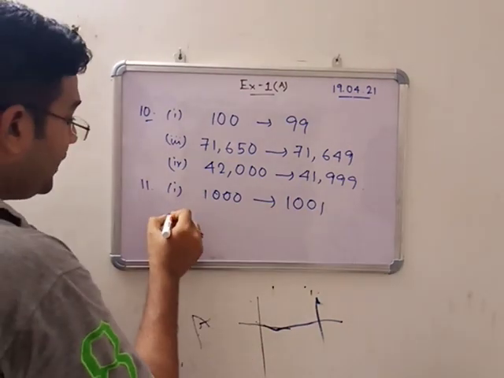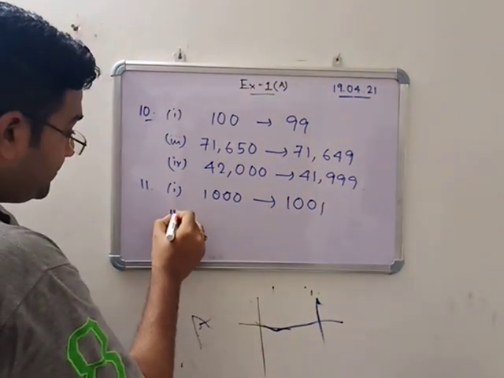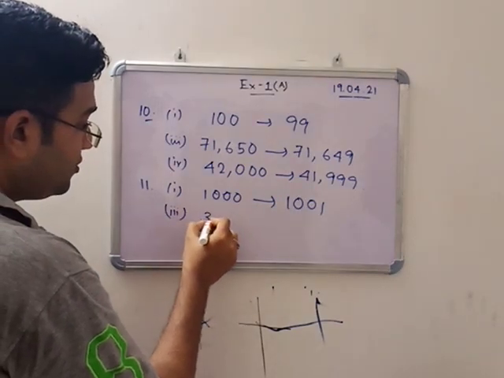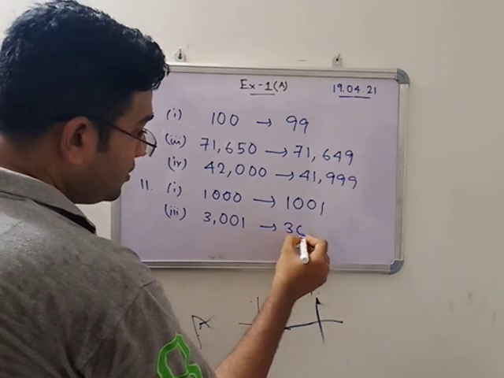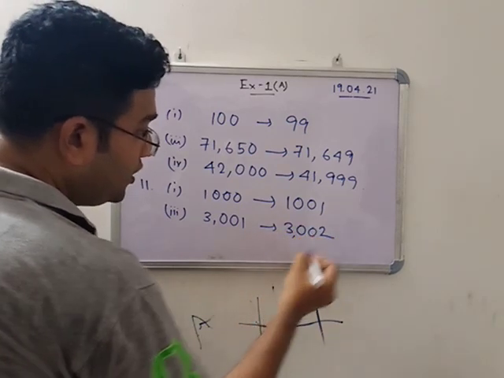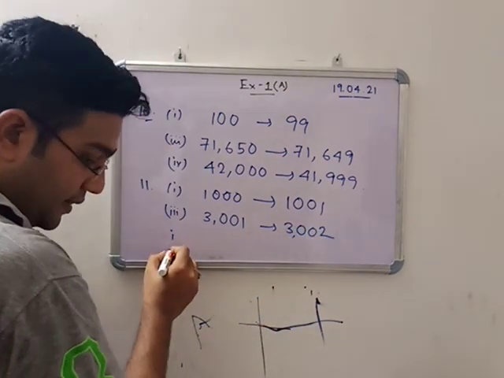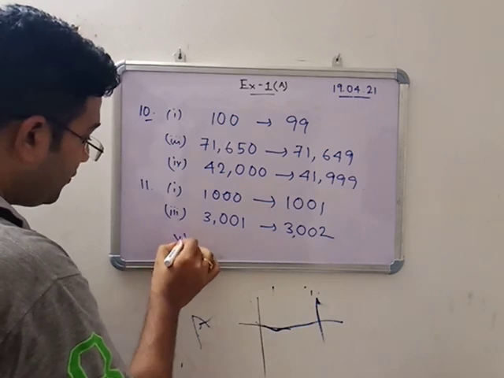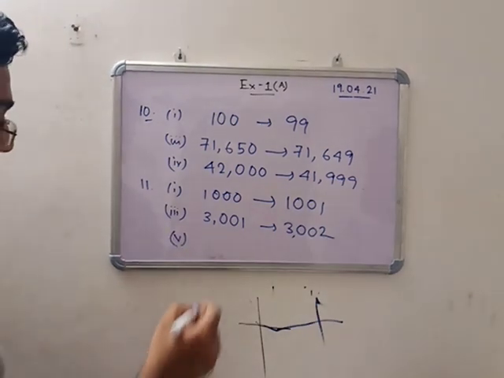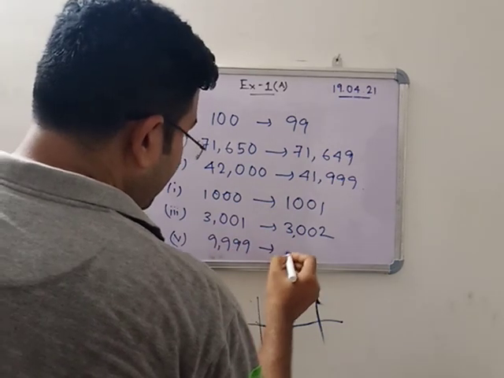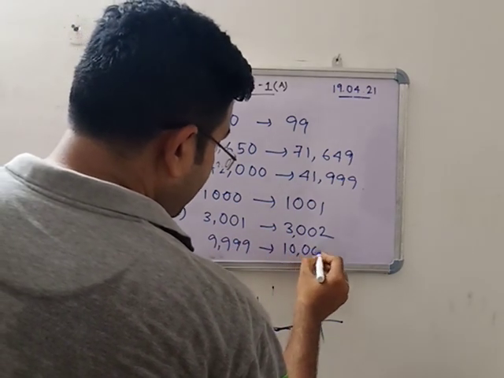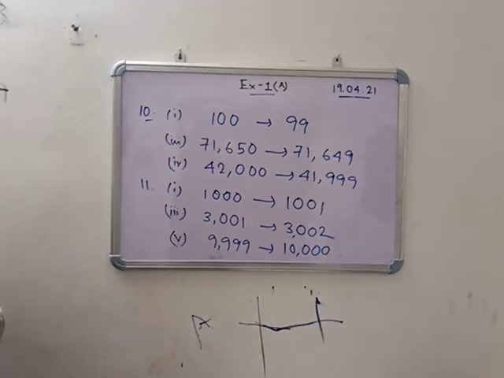Next, number 3. 3,001. That means 3,002. And the last one, number 5. In number 5, the number given is 9,999. That means 10,000. Okay. Note down.